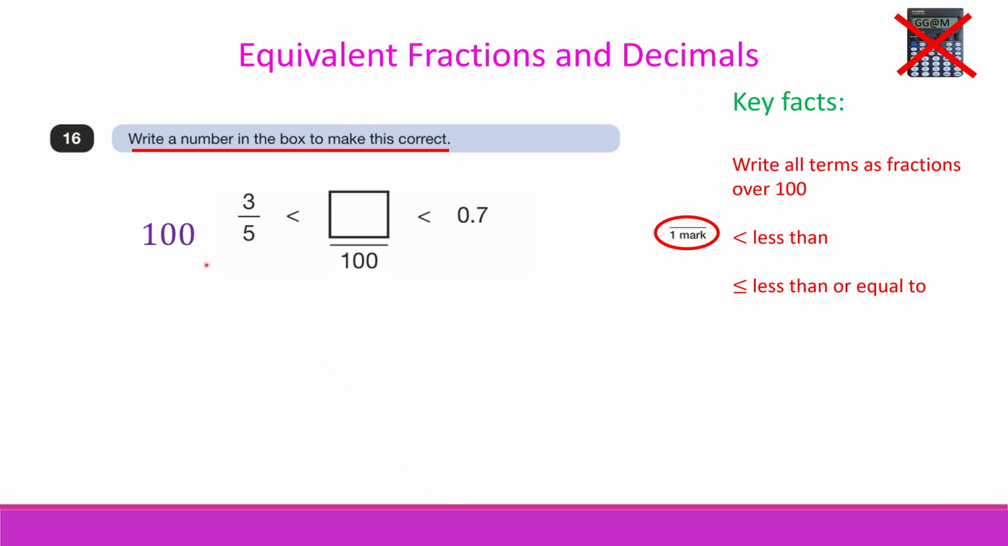Now we're looking at how I'm going to get from 5 to 100. So what do you do to 5 to get to 100? So we're going to have to do some kind of multiplying. Now some of you will know what you multiply 5 by to get 100.